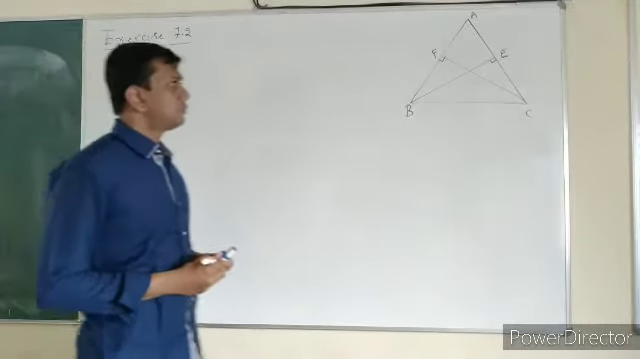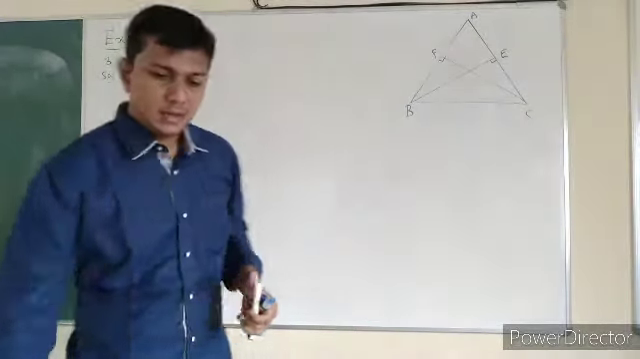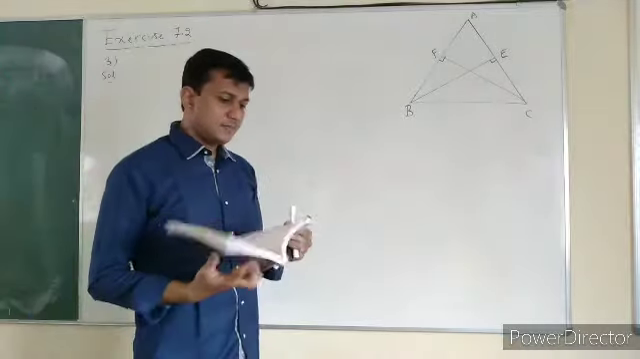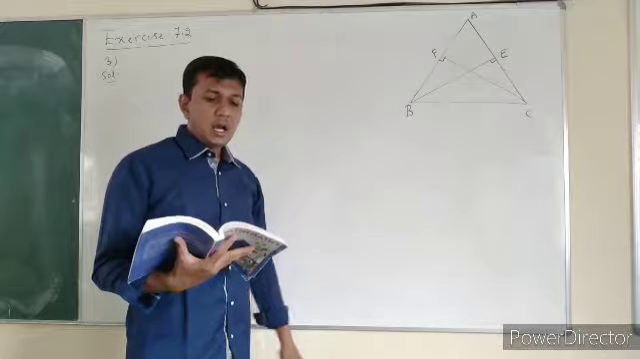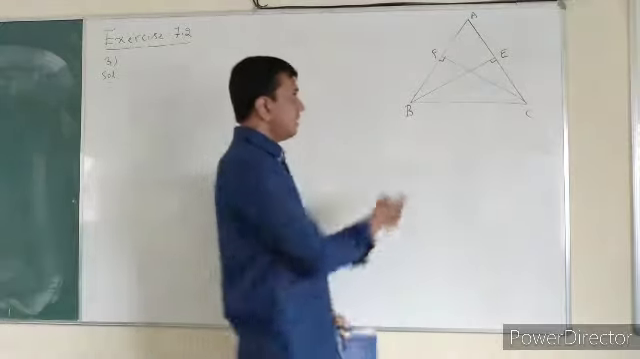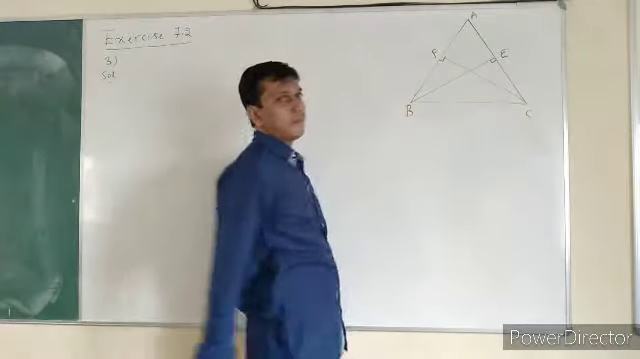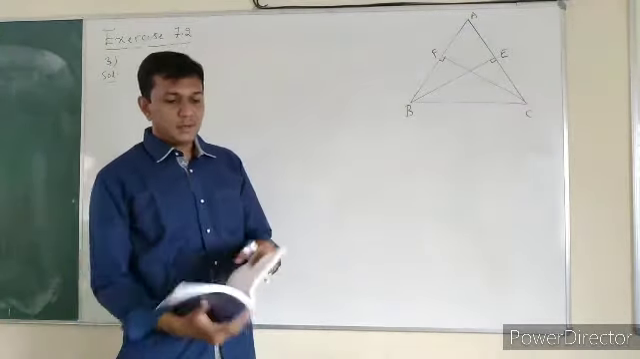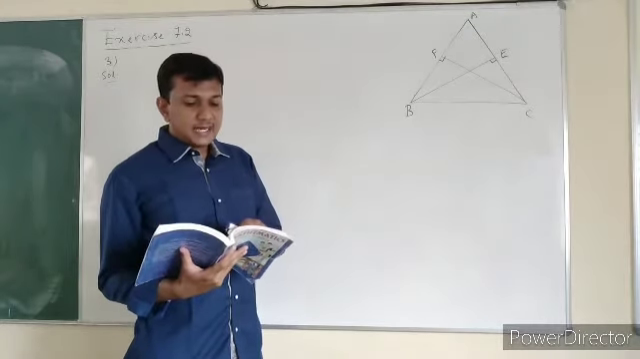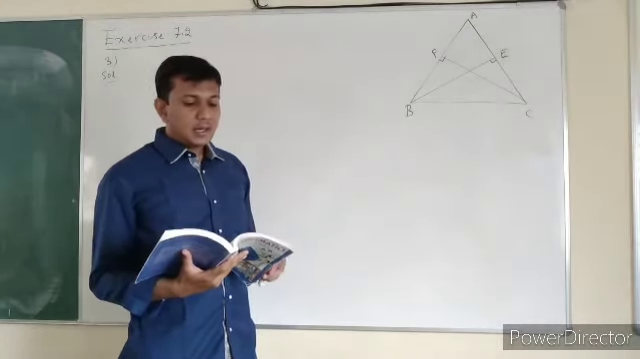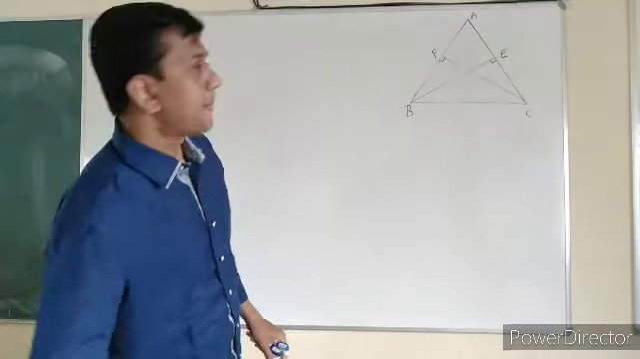So next we have, he has given ABC is an isosceles triangle. The third question is that ABC is an isosceles triangle in which altitudes, nothing but these perpendiculars, BE and CF, are drawn to equal sides AC and AB respectively. Show that these altitudes are equal.